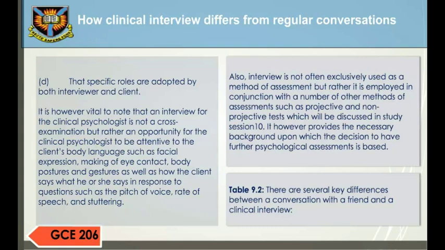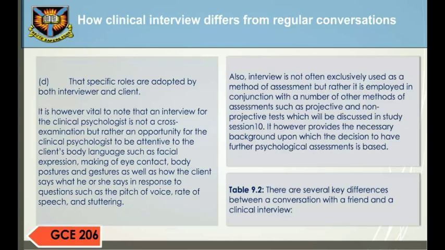It is, however, vital to note that an interview for the clinical psychologist is not a cross-examination, but rather an opportunity for the clinical psychologist to be attentive to the client's body language, such as facial expression, making of eye contact, body postures and gestures, as well as how the client says what he says in response to questions, such as the pitch of voice, rate of speech, and stuttering.